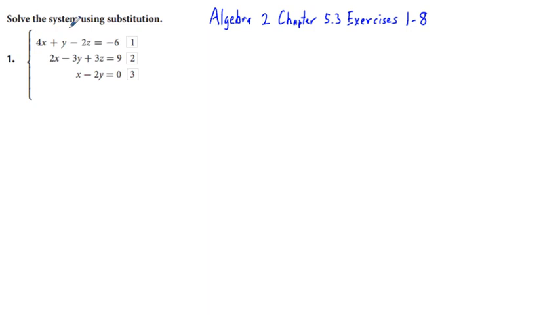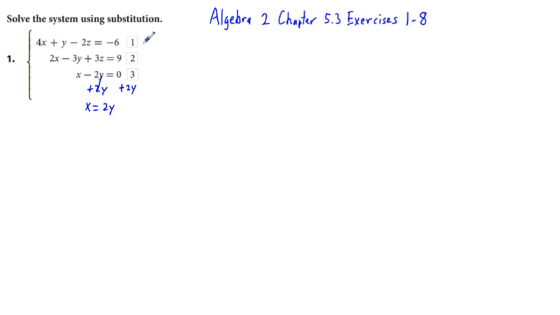Problem 1, solve the system using substitution. In substitution, we're going to look for our initial step, if we can solve for one of the unknowns, or variables, quite easily. In this we have x minus 2y equals 0. If we add 2y to both sides of this equation, we're going to get x is equal to 2y.